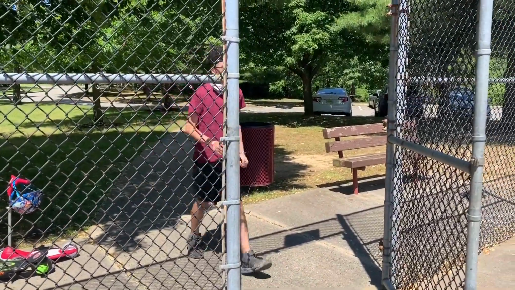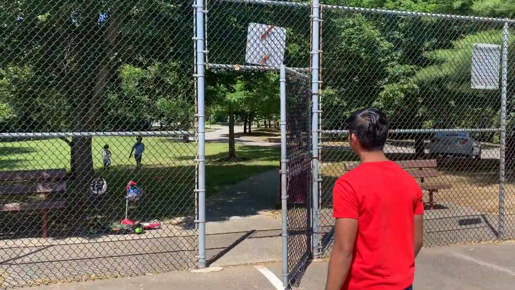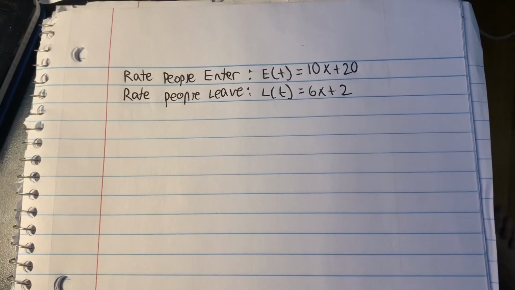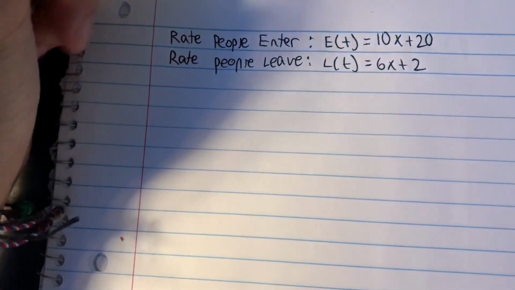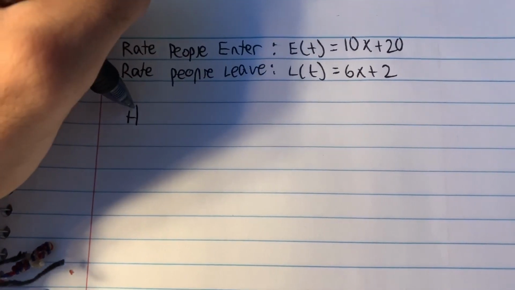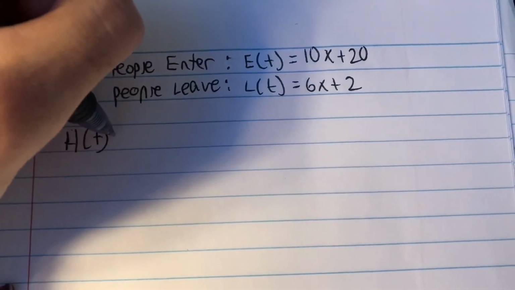So we know that people enter the stadium at a rate of 10x plus 20. We also know that they exit at a rate of 6x plus 2. So now that we know both of those things, we want to create a formula that we can use to find out how many new people are entering the stadium. So we'll consider that h of t.